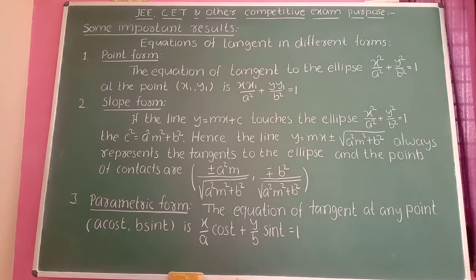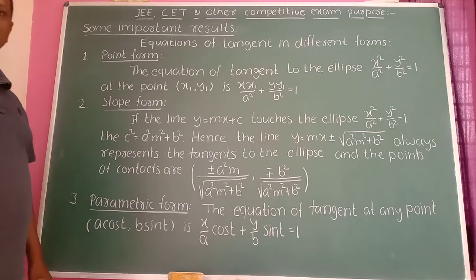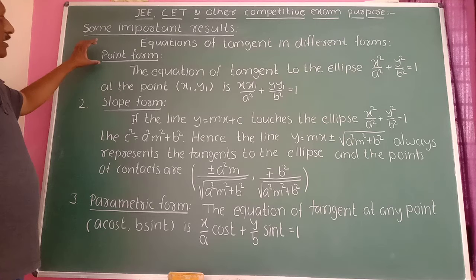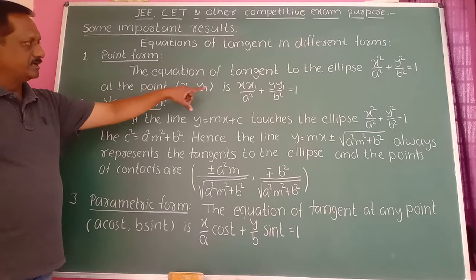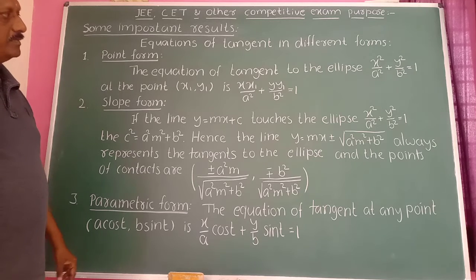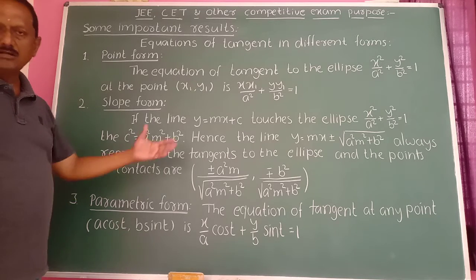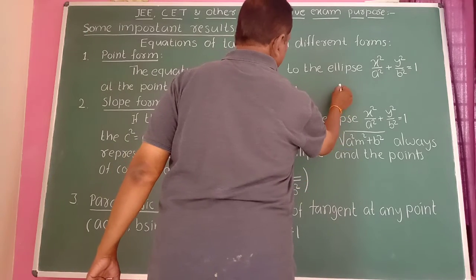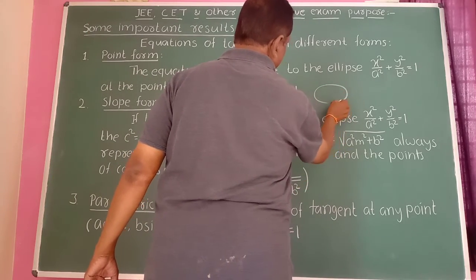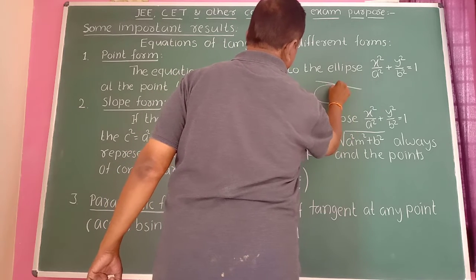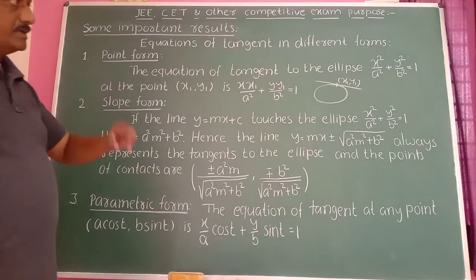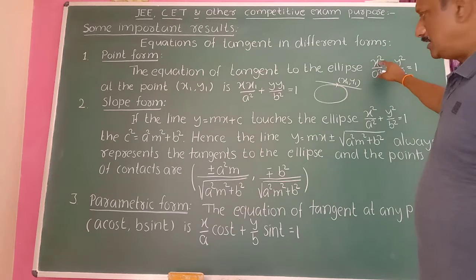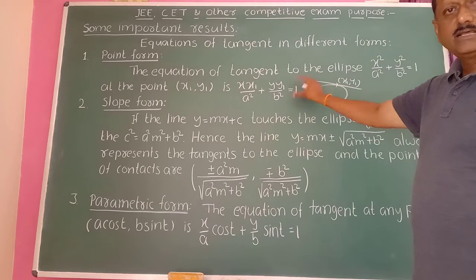So, equations of tangent in different forms to the ellipse. First one, point form. The equation of tangent to the ellipse x²/a² + y²/b² = 1 at the point (x1, y1) is x·x1/a² + y·y1/b² = 1. We already proved this theorem here. It is an important theorem. This is the tangent at the point (x1, y1). It means replacing x² by x·x1 and y² by y·y1, we get the equation of the tangent.